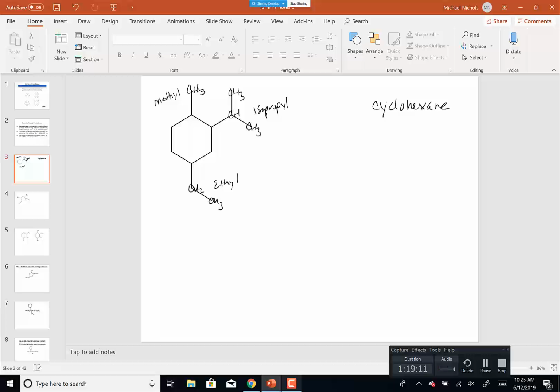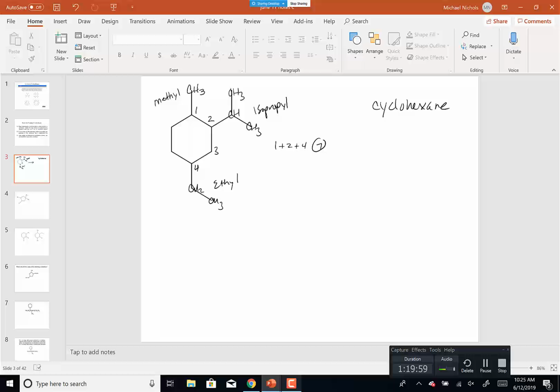Now I have to number this so that when I add up the numbers that a group is attached to, that sum of those numbers is the lowest. So here are some possibilities. Let's say I start at methyl, and I go 1, and then 2, and then 3, and then 4. So I start at methyl and go clockwise. I have a group at number 1, number 2, and number 4. So 1 plus 2 plus 4 is 7. So can I beat 7 in terms of coming up with a scheme that has a lower sum?